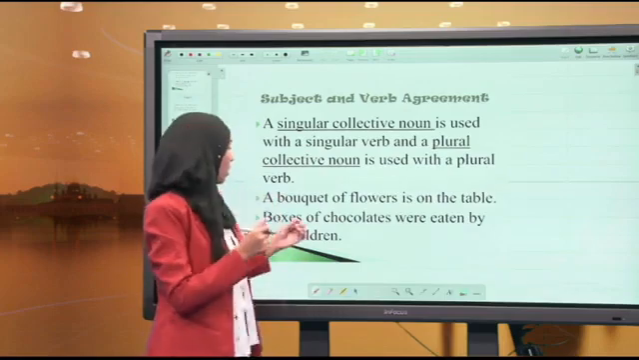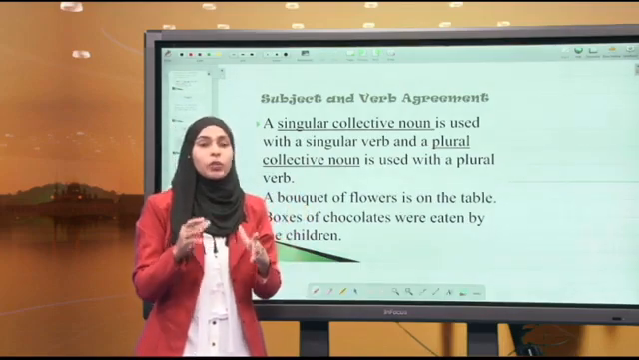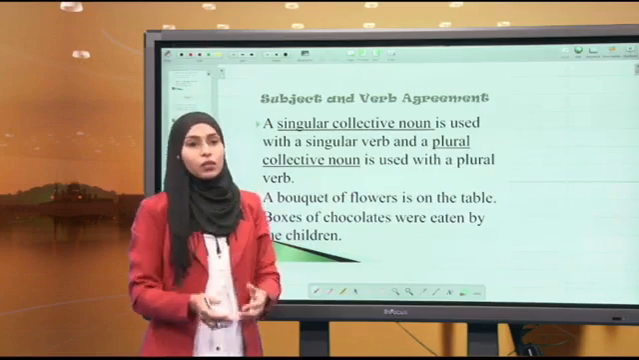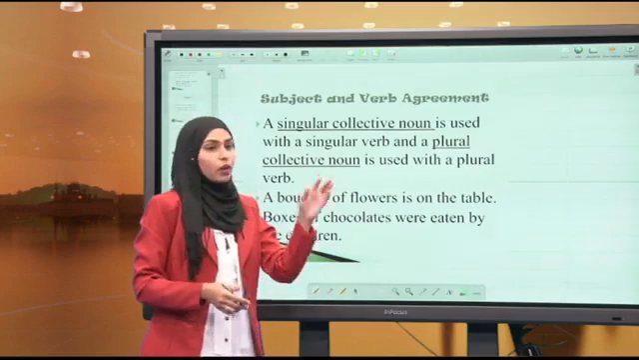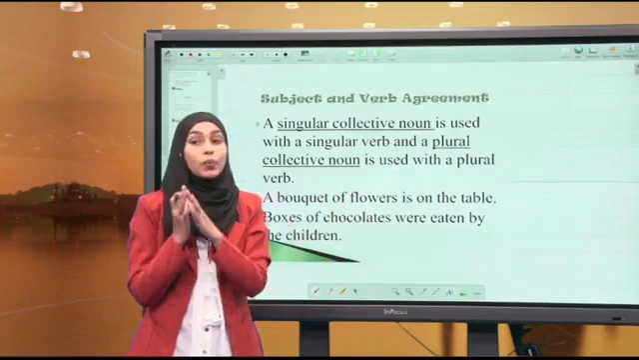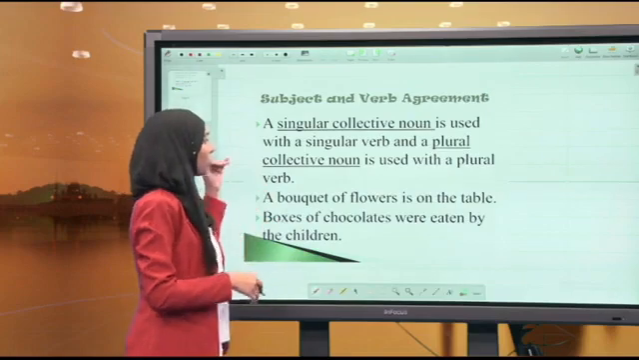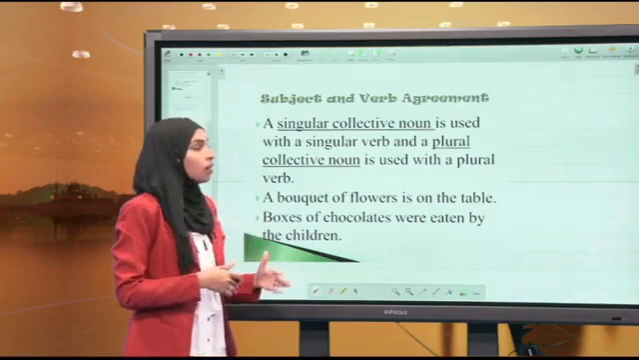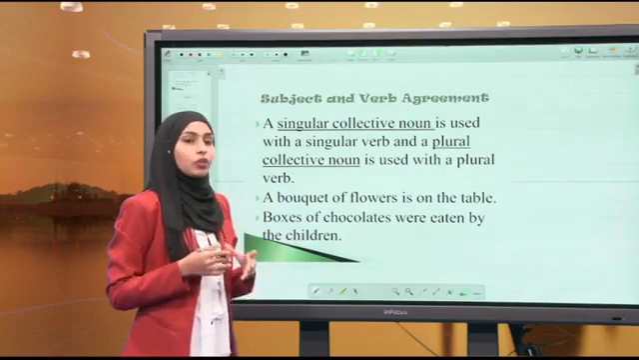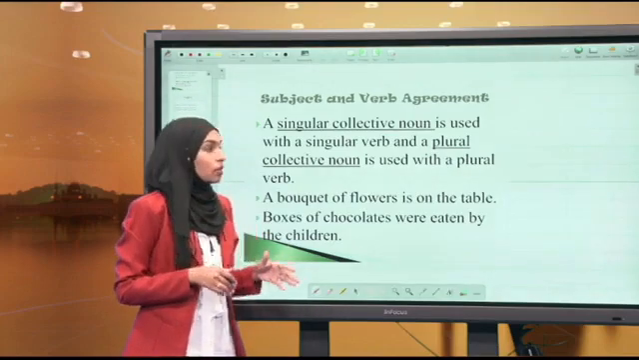So like if we have a whole lot of flowers and we want to describe those flowers, we can say a bouquet of flowers, okay? So instead of saying I bought 20 roses or 20 flowers, I can say I bought her a bouquet of flowers. So use a collective noun there. So we just should note that a singular collective noun is used with a singular verb, and a plural collective noun is used with a plural verb.